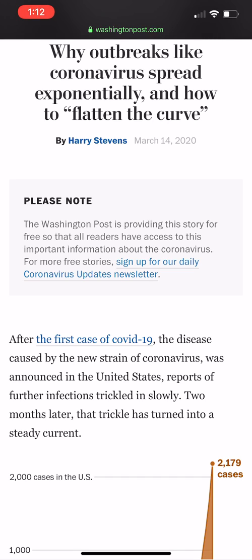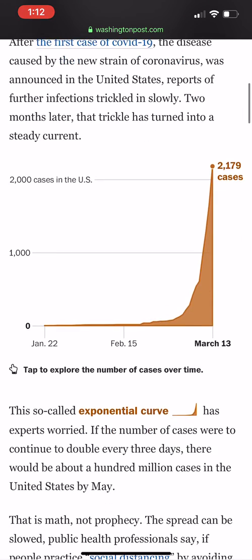Sure, why not? So it says, after the first case of COVID-19, the disease caused a new strain of the coronavirus. It was announced in the United States. Report of further infections trickled in slowly. 2 months later, that trickle turned into a steady current.